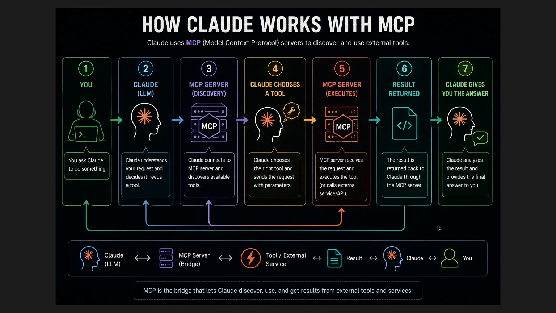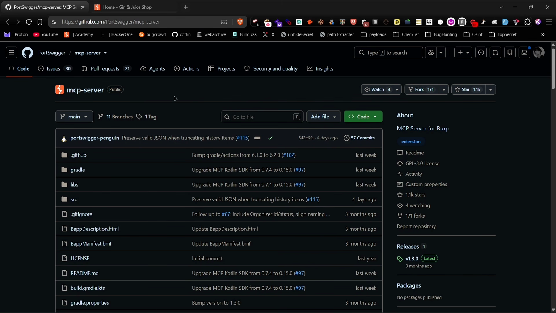For example, Claude by itself can understand your instructions and generate text, but it doesn't automatically have access to tools like Burp Suite and others. When you connect a Burp Suite MCP server, Claude can communicate with Burp and interact with the features that the MCP server exposes. So the basic flow looks like this. I hope you now have a clear understanding of how Burp Suite MCP works. Now, let's move on to the actual setup.